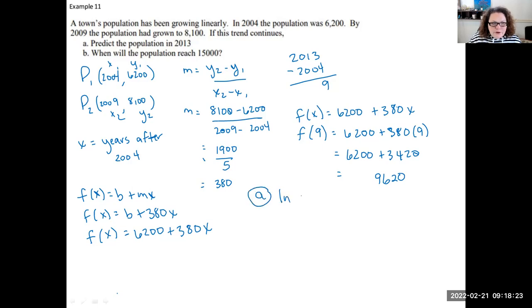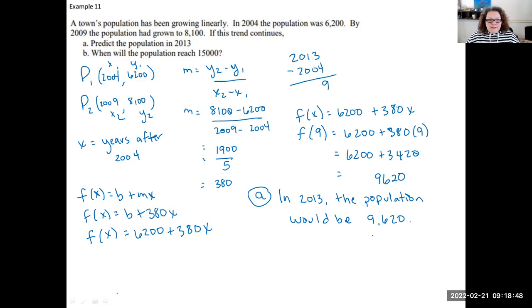In 2013, the population would be 9,620. There's A. When will the population reach 15,000?